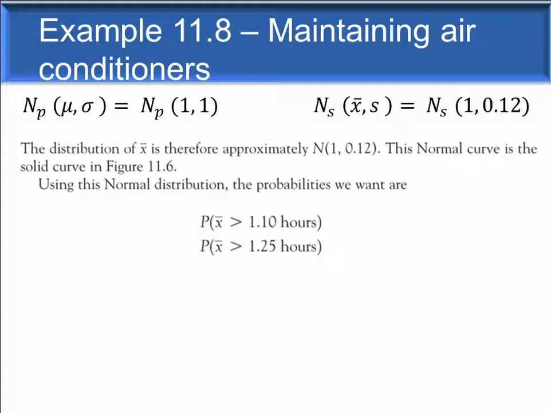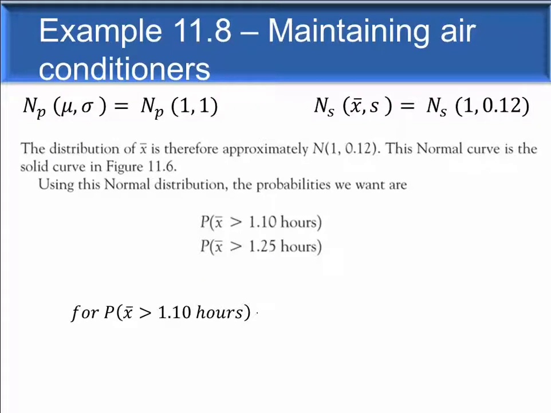So if the distribution of x bar is approximately normal with a mean of 1 and a standard deviation of 0.12, we saw the normal curve. Using that normal distribution, we can start to calculate these probabilities. We want to find the probability that x bar is greater than 1.10 hours and also 1.25 hours. We can treat these as values, but they're obviously not standardized values. If we want to use our standard normal table to come up with these percentages, first we have to standardize these. So let's walk through the process with the 1.10 hours.